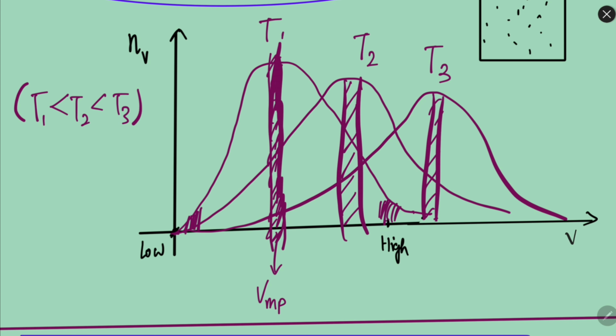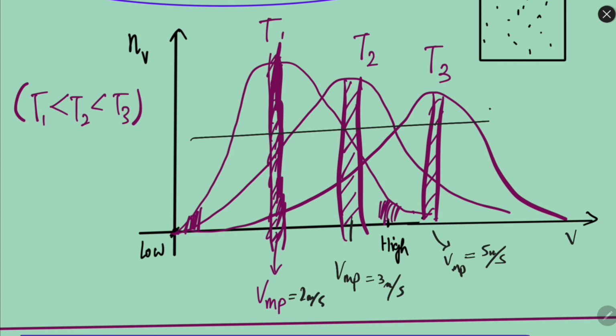So this area needs to be the same. If temperature increases, then the most probable velocity will increase. Let's say here the most probable velocity was 2 meters per second, so here it will be 3 meters per second. Let's say here the most probable velocity becomes 5 meters per second, and so on. So as we increase the temperature, the most probable velocity or the average velocities, all the velocities increase, and if they move ahead, then the graph has to move down.